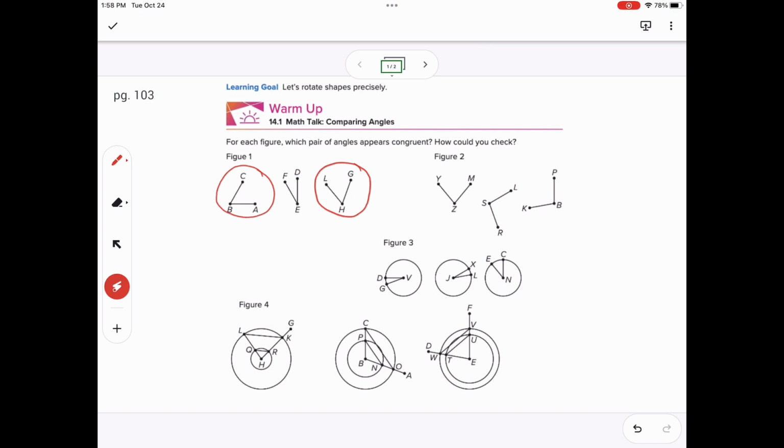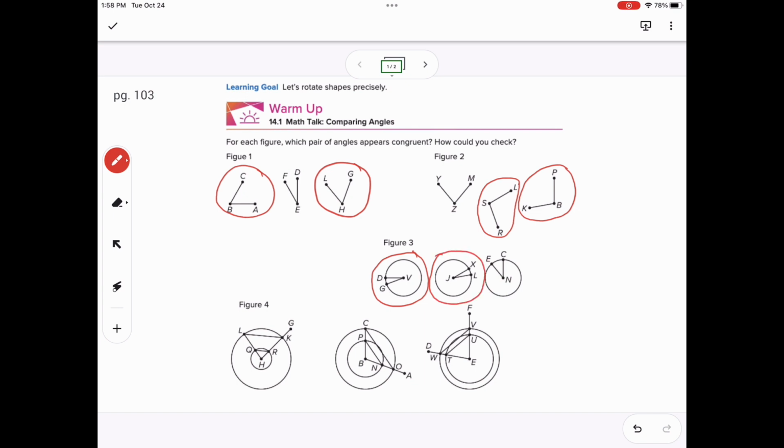Looking at figure 2, the first angle, YZM, is a bit bigger than the other ones, but the other 2, LSR and PBK, look pretty similar, pretty close, so I believe those would be congruent to each other. Figure 3, it looks like ENC is just a teeny bit bigger than the other 2 angles. So we'll say that DVG and angle XJL are congruent there.